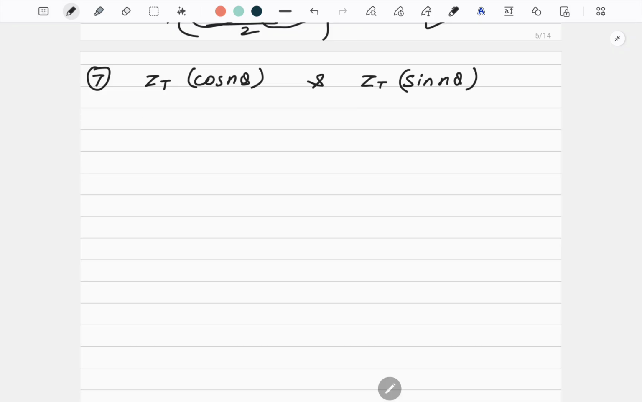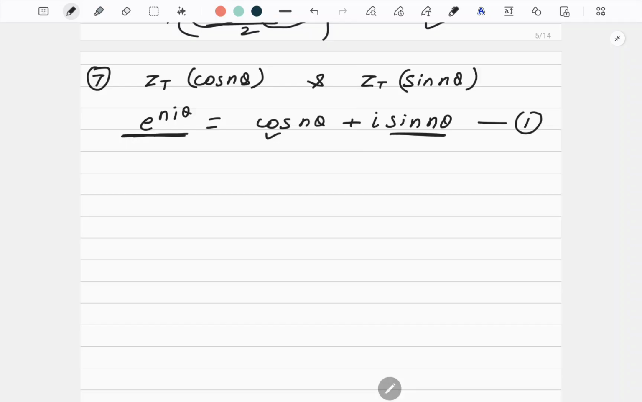Now we know that e to the power i n theta is equal to cos n theta plus i sin n theta. So this is my first result. Correct? So understand one thing. When I say I want real part of e to the power i n theta, means I want cos n theta. When I say imaginary part of e to the power i n theta, means I want sin n theta. In last step, I will be needing this information.